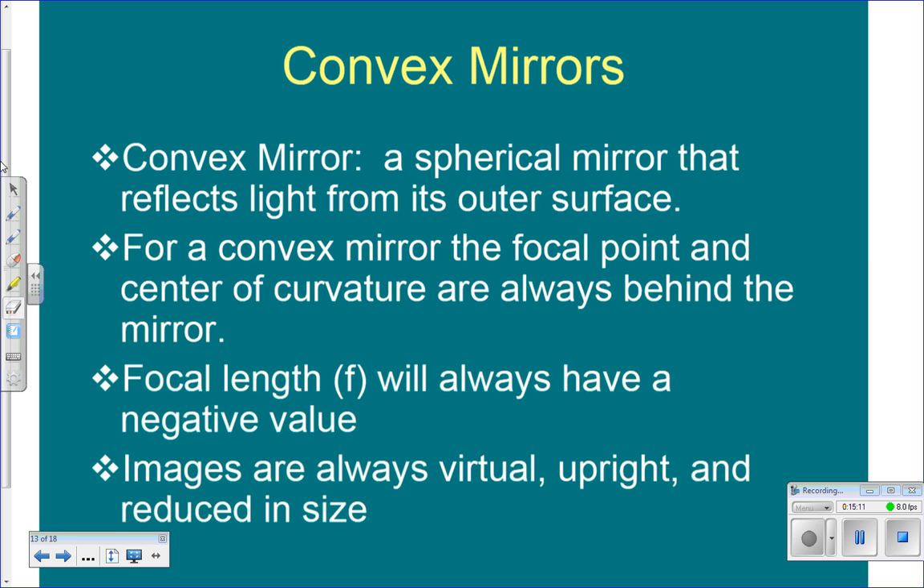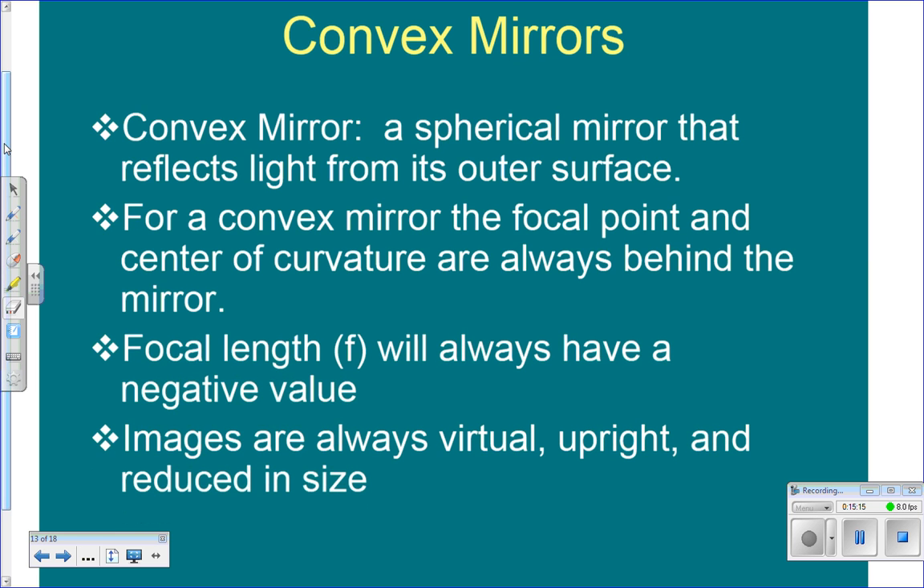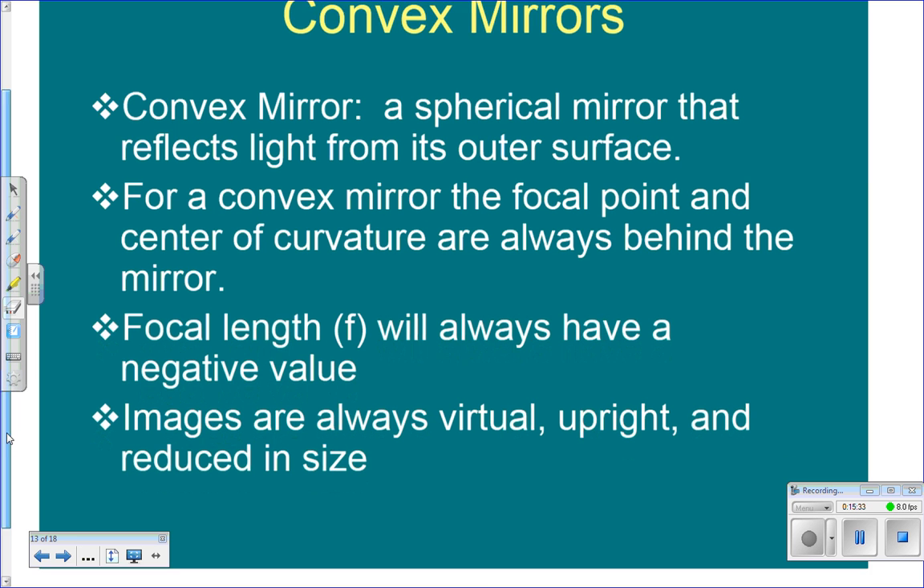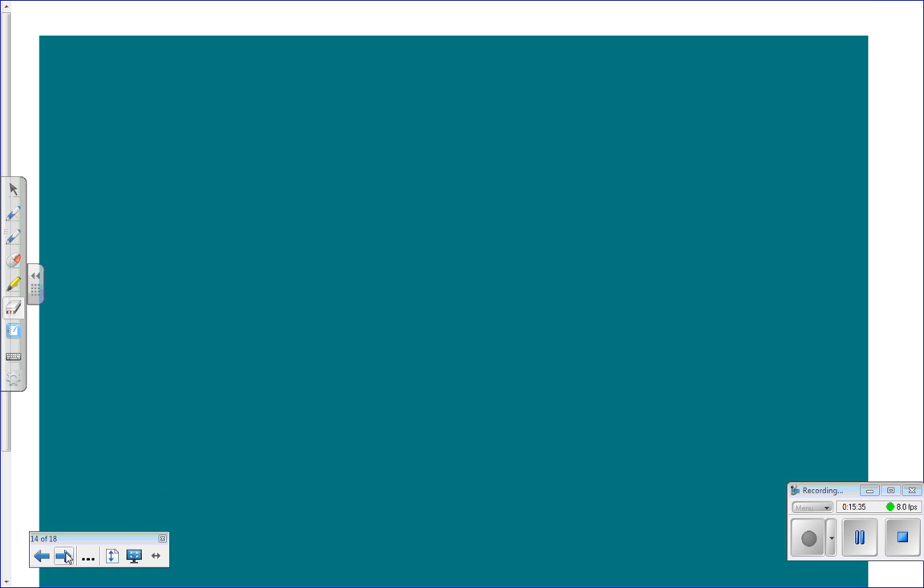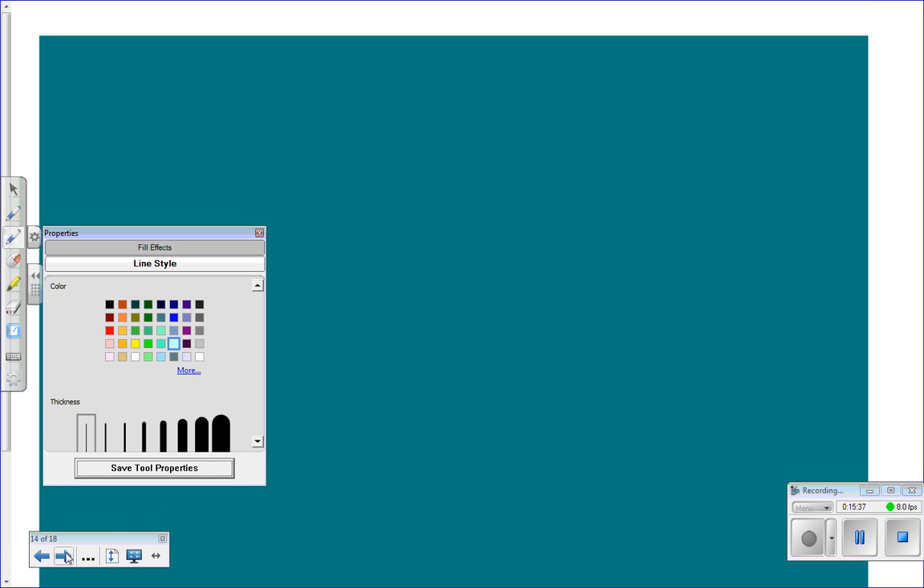A convex mirror is another curved mirror, but this time it curves outward and it reflects light off its outer surface. So for a convex mirror, the focal point and the center of curvature are behind the mirror, and that makes them negative. So the focal length always has a negative value. With these types of mirrors, the images that are produced are always virtual, upright, and reduced in size. I'll show you real quickly how those work.